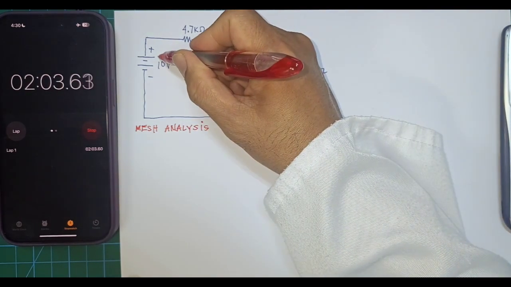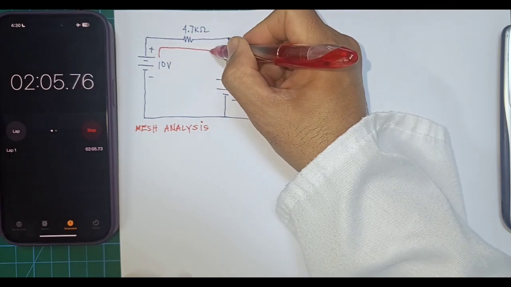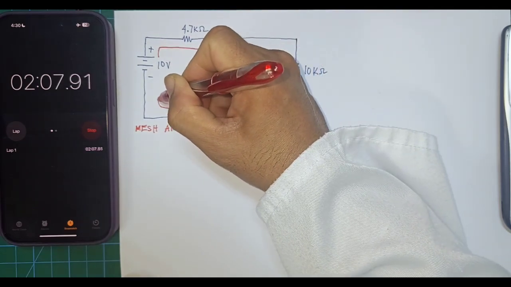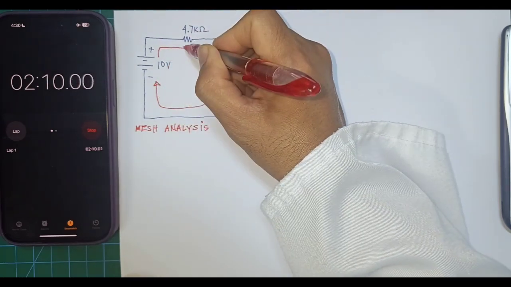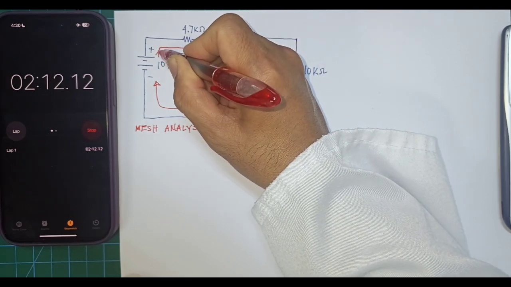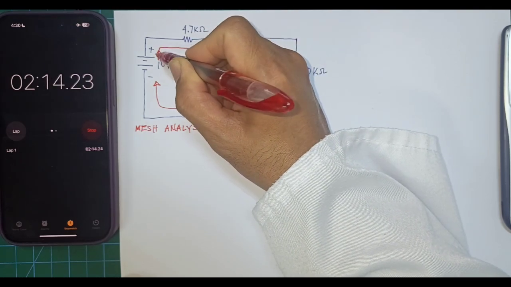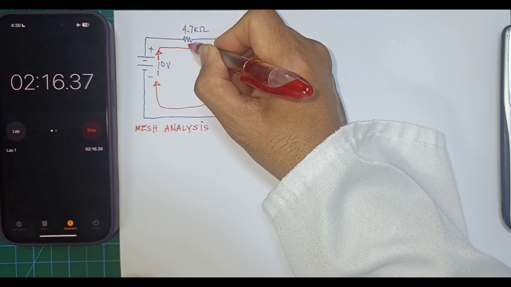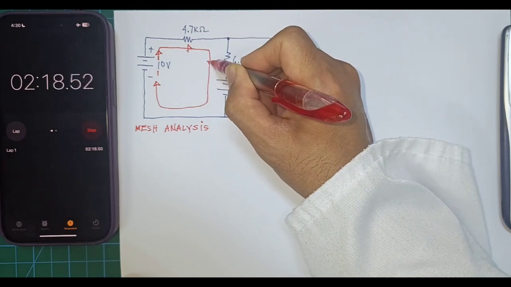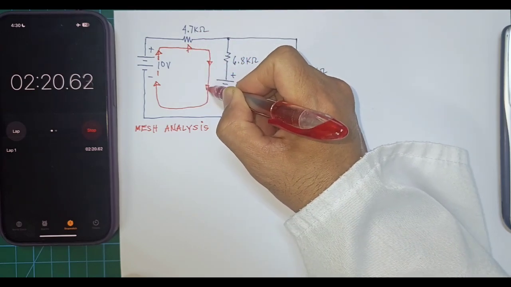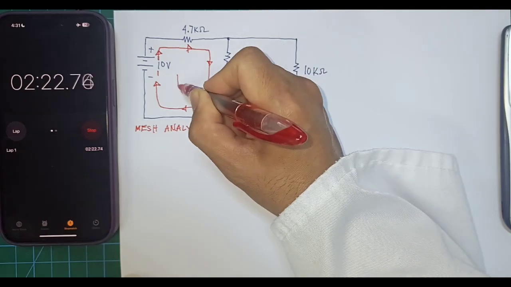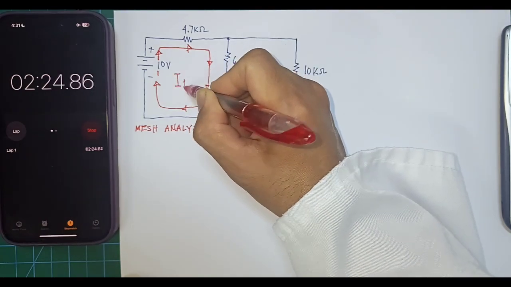a current loop here. So we will draw a loop here in a clockwise direction, for example. And let's say that this is to the right, going down, and then to the left. And let's call this loop I1.